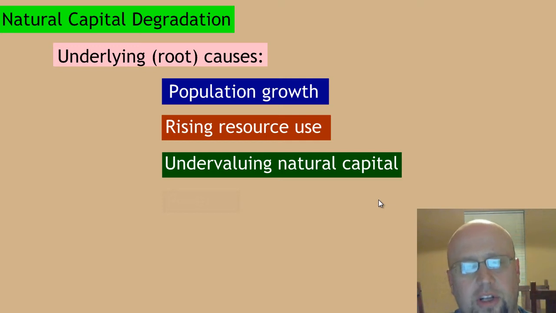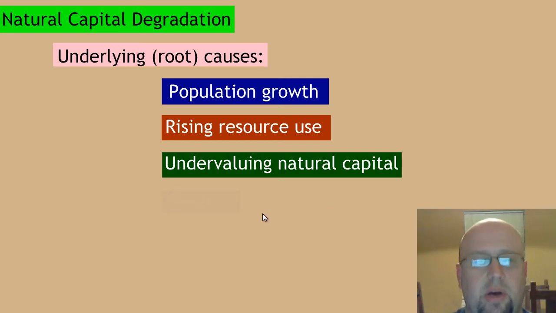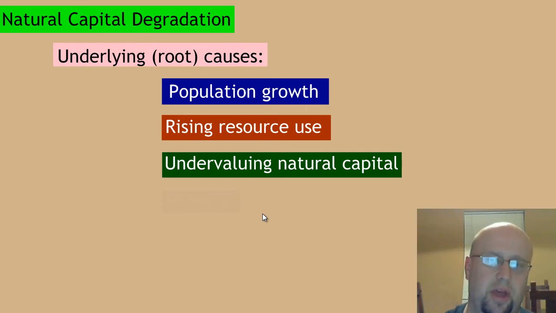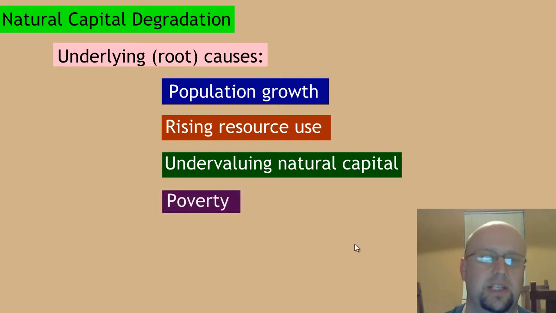The third thing here is that, to be honest, we sort of don't value our natural capital very much. We are, particularly in the West, and particularly in the United States, we value actual capital or monetary capital, really. We don't really value natural capital that much. We don't think of our resources except really in the ways that we can exploit them, and that obviously is going to lead to some issues. And then the last thing, of course, that is one of the underlying root causes is poverty.